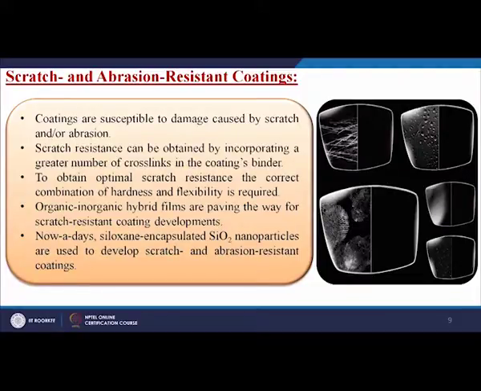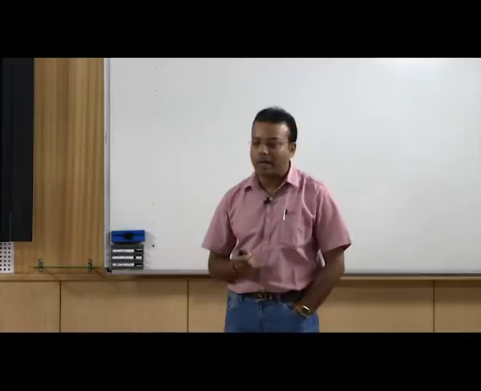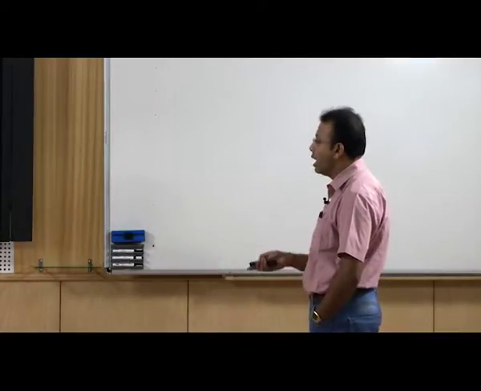Coatings are susceptible to damage caused by scratches and abrasions. Scratch resistance can be obtained by incorporating a greater number of crosslinks in the coating binder. To obtain optimal scratch resistance, the correct combination of hardness and flexibility is required. Organic-inorganic hybrid films are paving the way for scratch resistant coating developments. Nowadays, siloxane encapsulated silicon dioxide nanoparticles are used to develop scratch and abrasion resistant coatings. So, these are the latest materials by which we can stop scratches or abrasions on the glass itself.